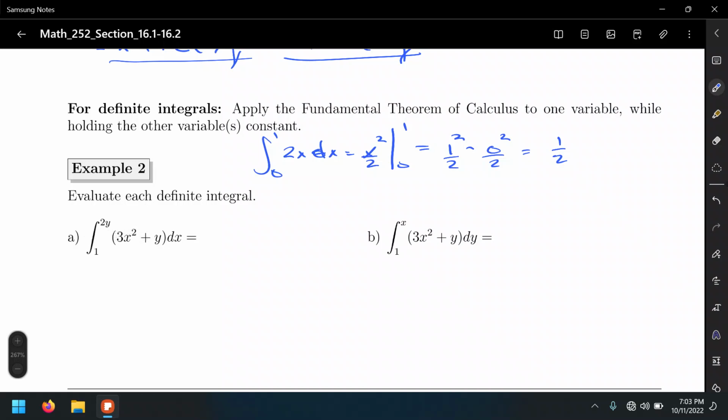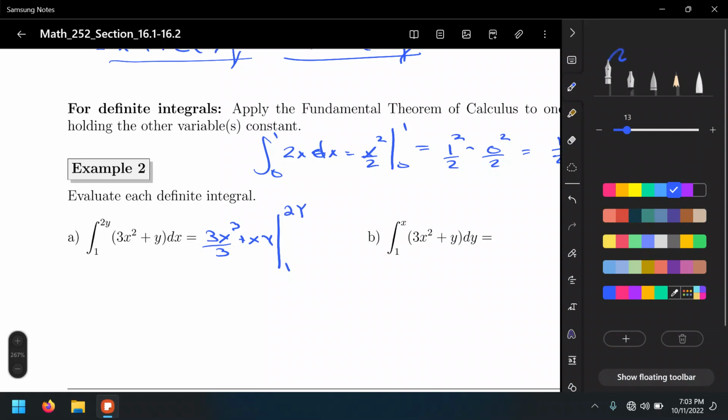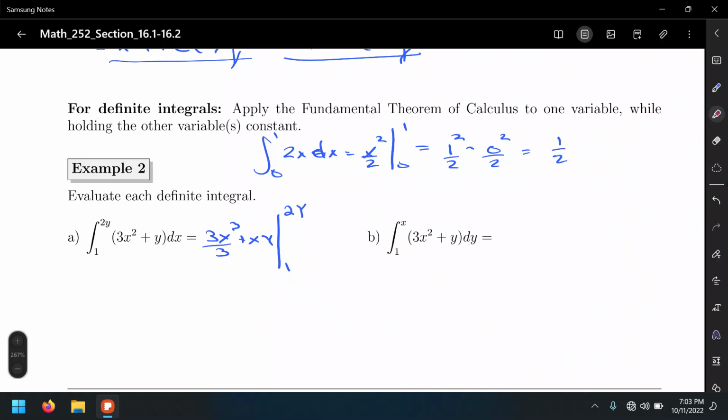So the integral of 3x squared will be 3x cubed over 3, plus the integral of y with respect to x, which is just a constant times x, so xy, and that gets evaluated from 0 to 2y. Now be careful, because we see too many variables here and we have limits of integration. Where do we apply those limits of integration? We plug them in only on the variable that we integrated with respect to.